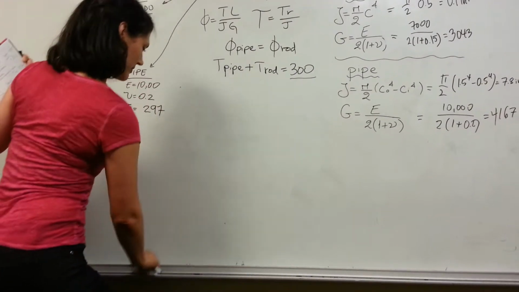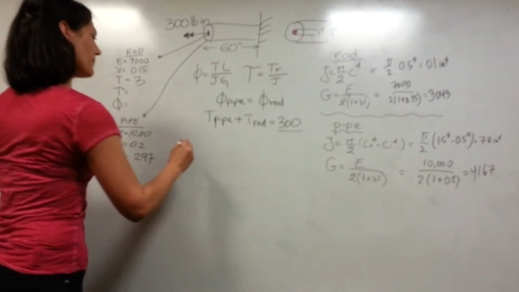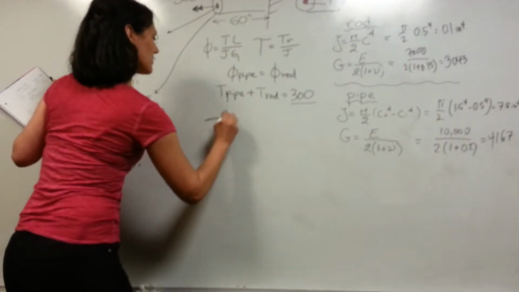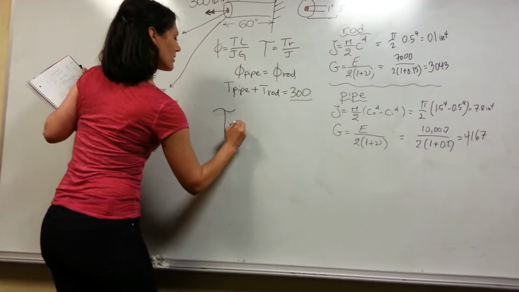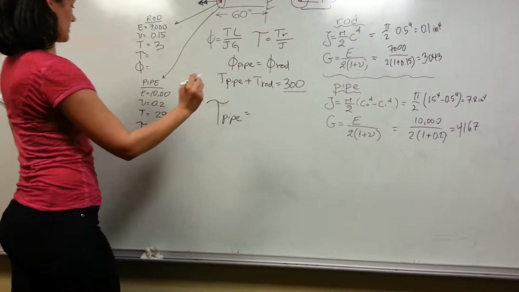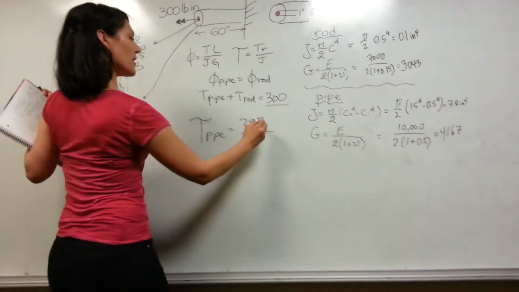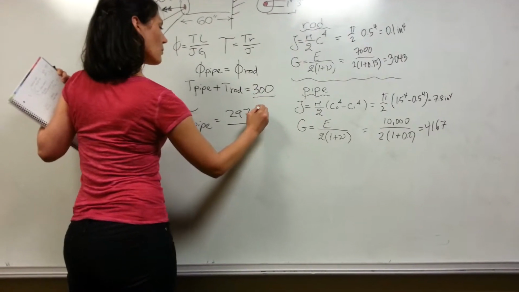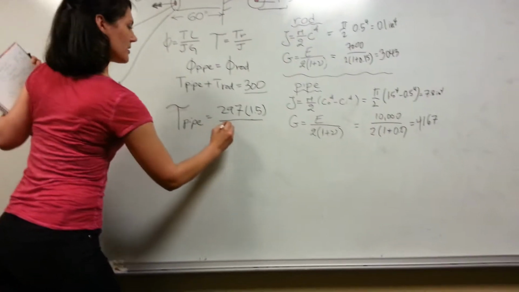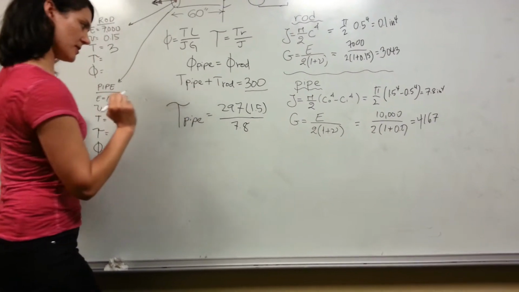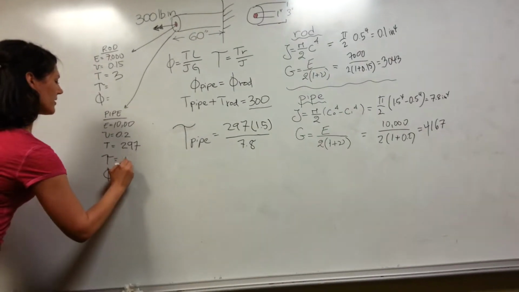Okay. Now what do we do? We have to find the stress? Yeah, we'll find the shear stress for each material. So the shear stress of the pipe equals the torque of the pipe, 297, times 1.5, the radius, divided by 7.8, which gives us a grand total of 57 psi. Perfect. We'll put it over here.